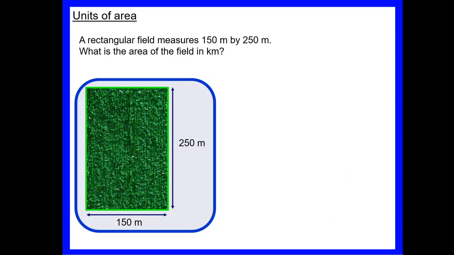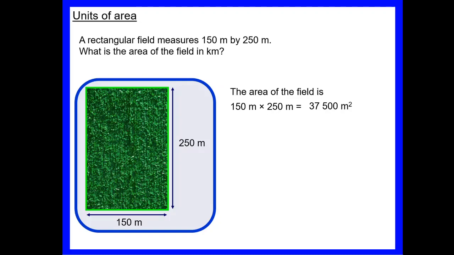Okay, so how do we use this information then to help us to solve problems? So we've got a rectangular field here. It's 150 metres by 250 metres, and we want to know the area in kilometres. So we're currently in metres, but we want kilometres. Now there are two choices that you could do. We could find the area of the field straight away. So 150 metres times 250 metres gives us 37,500 metres squared. We could then convert that to kilometres.